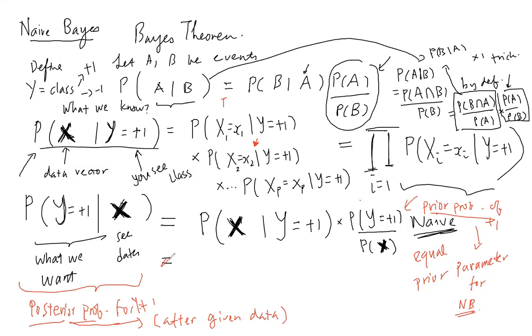And similarly, we can do the posterior probability for minus one, the other class. So basically, this is just minus one times this, y equals to minus one, p of x. So basically we also have the same form except that this is different. The class is a different class.